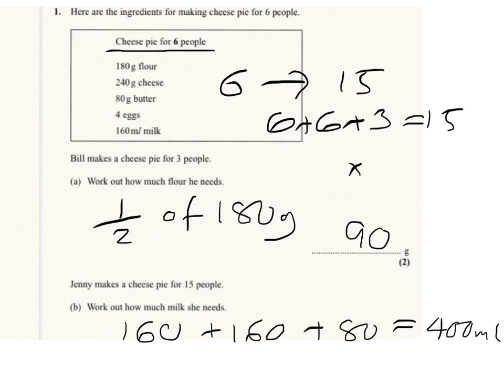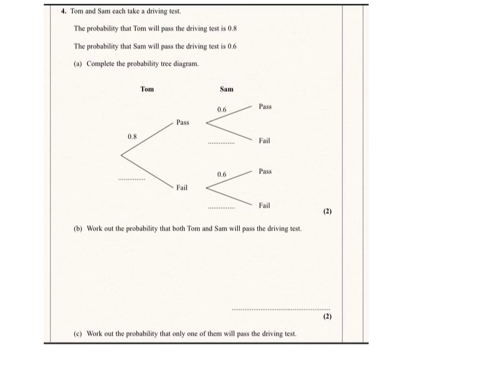You can say it's times 2.5, and you can say that 160 times 2.5 is 400. I kind of like doing it, add it on and then add half on. That's quite a simple way of doing that question.